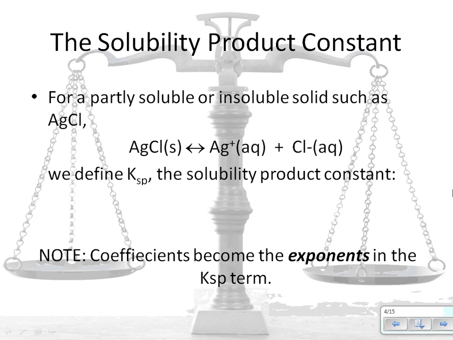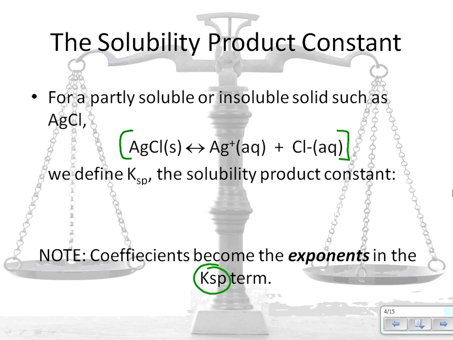Now when we look at the solubility product constant, this is basically your K value for solubility. We've been calculating Keq up to now, and we're still basically calculating Keq, but we're going to call it Ksp because we're dealing with solubility. That's why we call it Ksp, the solubility product constant. For a partly soluble or insoluble solid such as silver chloride, here is your equilibrium expression. The solid dissolves into ions, and those ions reform into solid, and that reaction is completely reversible. So how do we write our expression for Ksp?